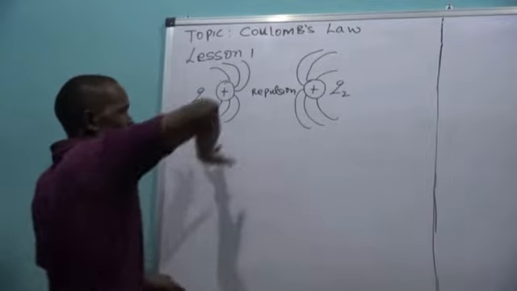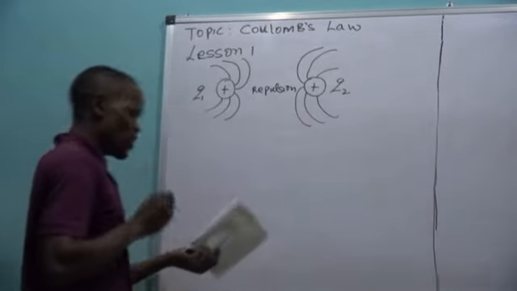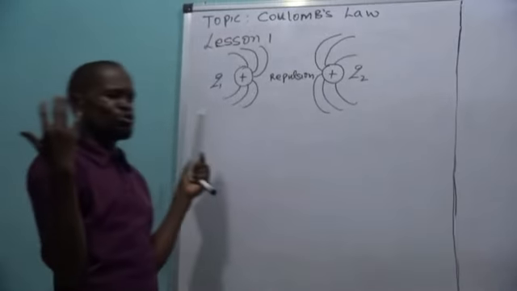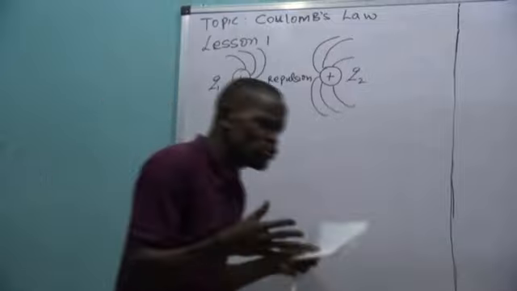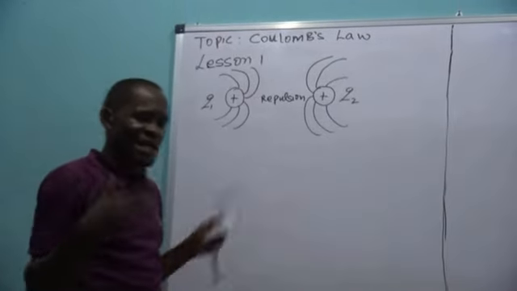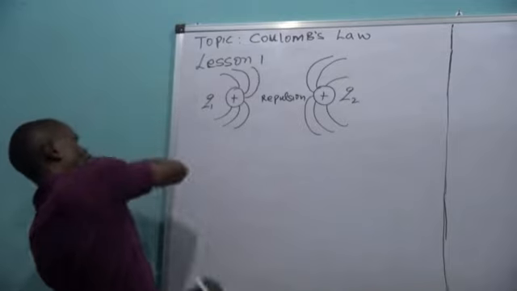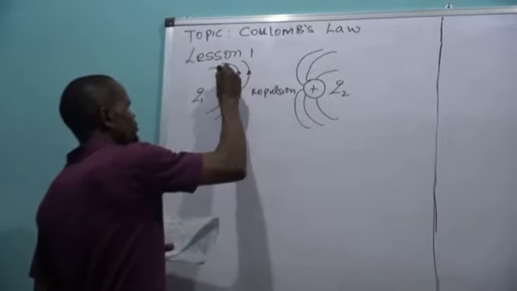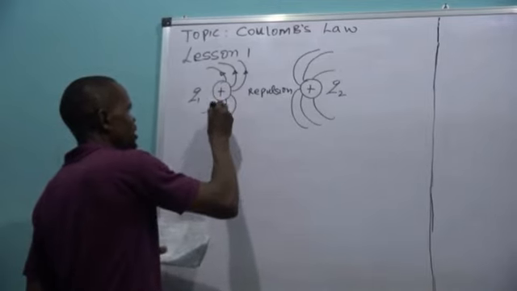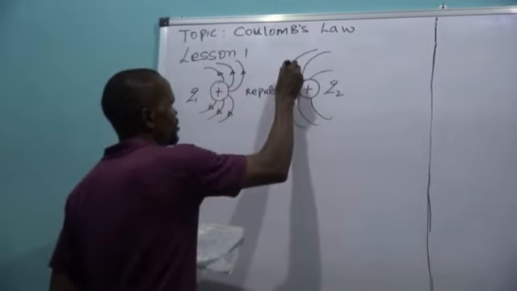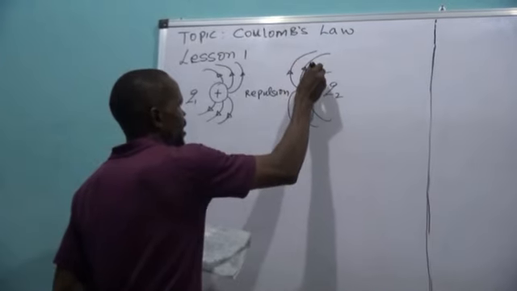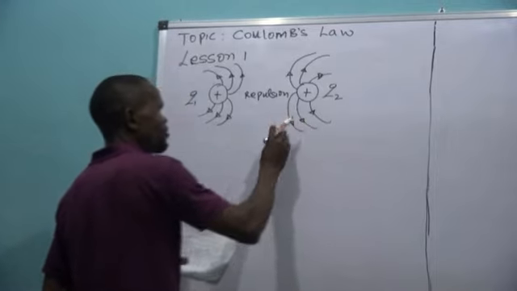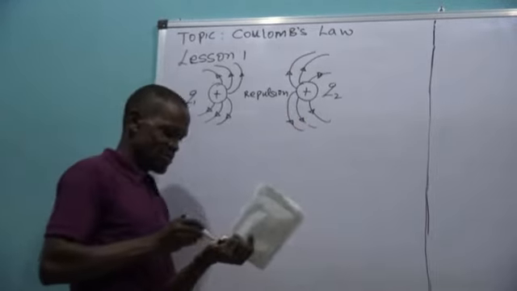There's a repulsion that pushes this one away. When I bring like charges together, what happens? It will push backward. What pushes backward? That means there is a force. You move from positive to negative. That's the direction of the line of force.